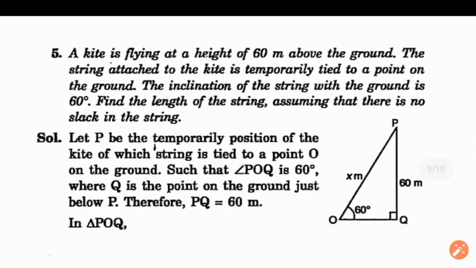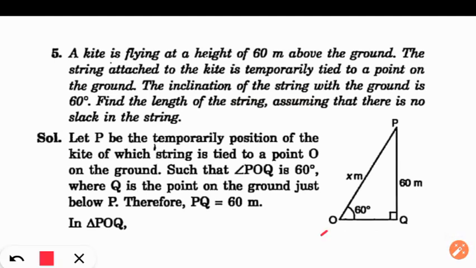Now here we have question number 5, and in this question, a kite is flying at a height of 60 meter above the ground. The string attached to the kite is temporarily tied to a point on the ground. The inclination of the string with the ground is 60 degrees. What are we required to find? We are required to find the length of the string.